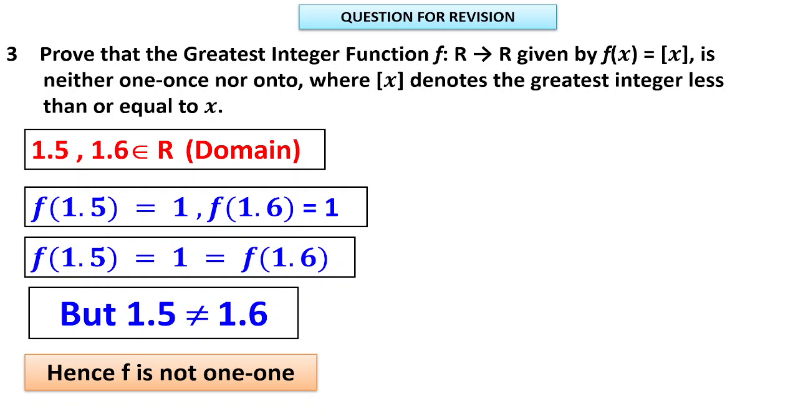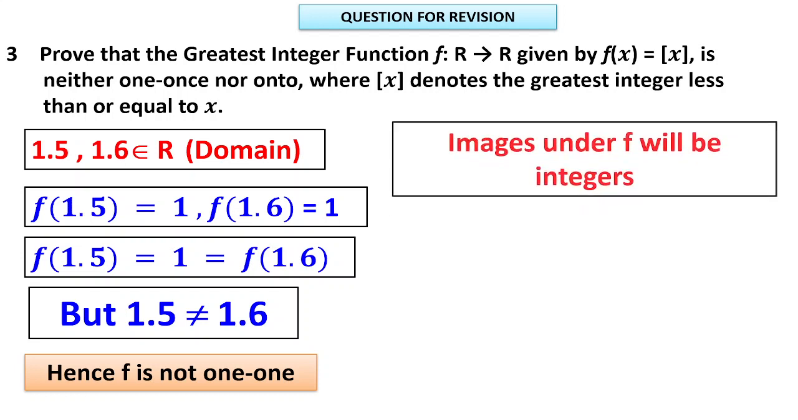The meaning is that all the real numbers lying between 1 and 2 will be mapped to 1. Therefore, so many elements, so many pre-images will have a single image as 1. Similarly, numbers lying between 2 and 3 will be mapped to 2. Therefore, it is a many to 1 function, not a 1, 1 function.